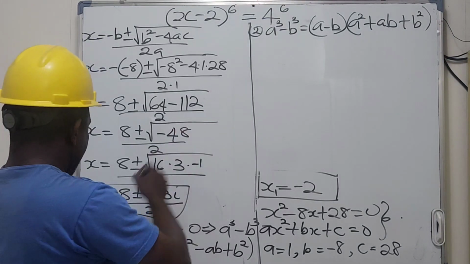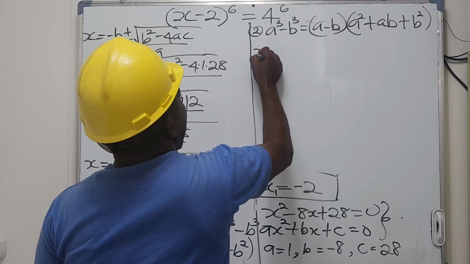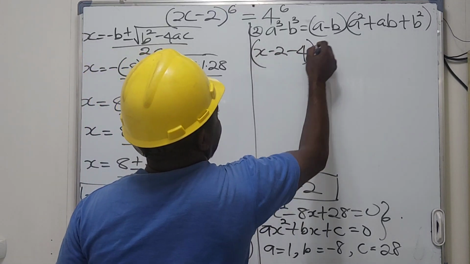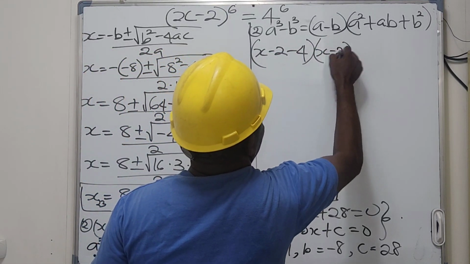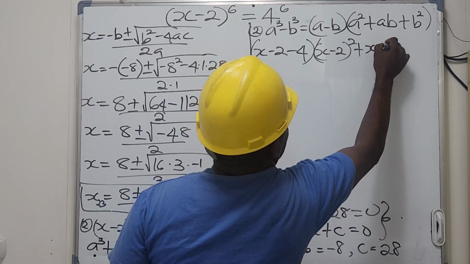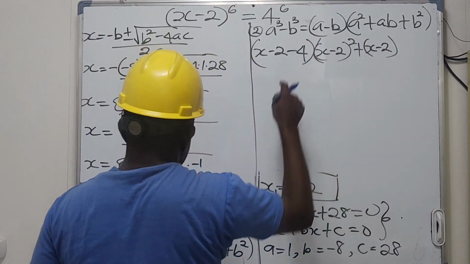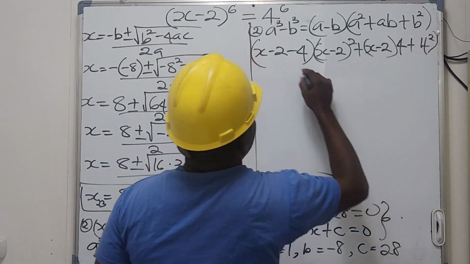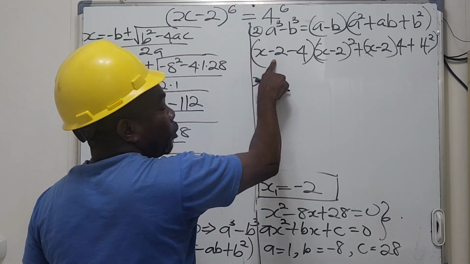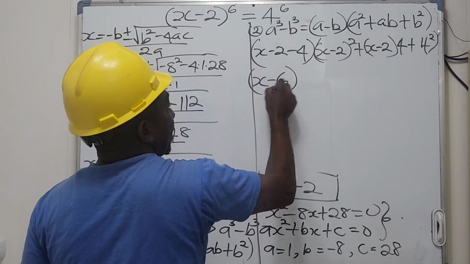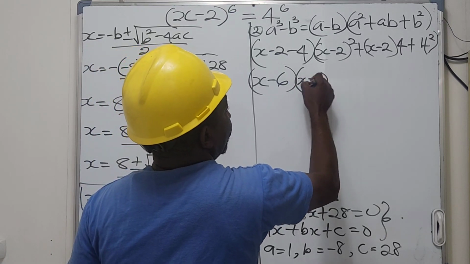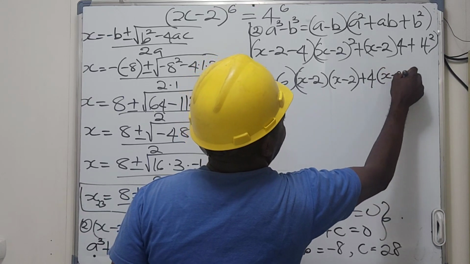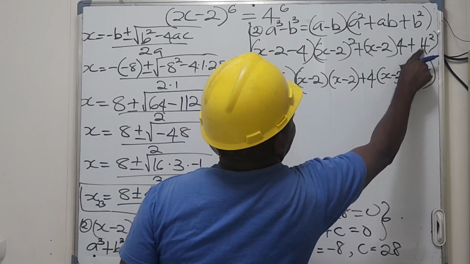So in this case, our solution will become x minus 2 minus b. Our b is 4. That is for the first parenthesis. The second parenthesis we have x minus 2 to the power of 2 plus x minus 2 times our b, which is 4, plus 4 to the power of 2. So this will become x minus 2 minus 4, which is minus 6, into x minus 2 into x minus 2 plus 4 into x minus 2 plus 16. 4 to the power of 2 is 16.